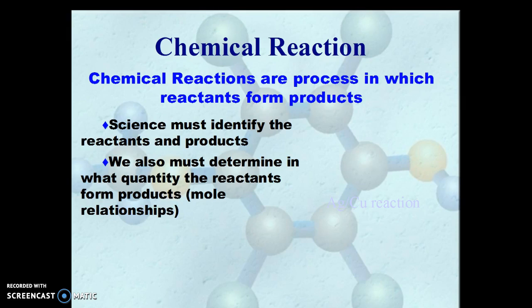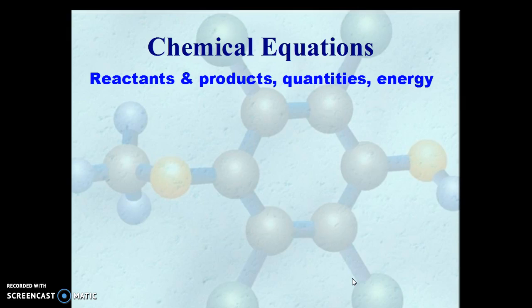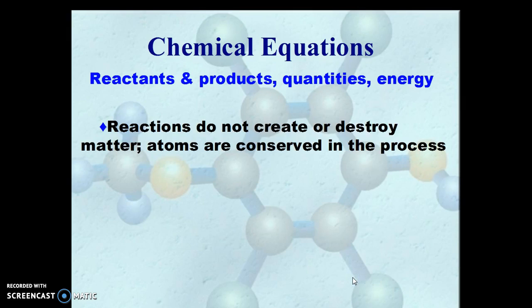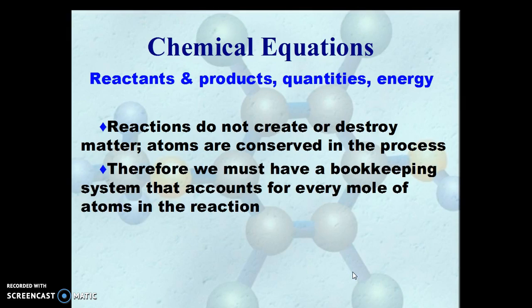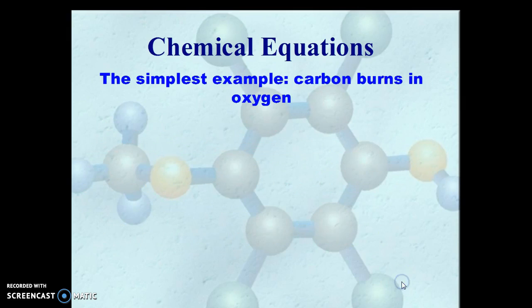We know that that involves the relationship of moles of reactants and products. And we determine the energy considerations of the reaction. Reactions do not create or destroy matter. Atoms are conserved in the process. Therefore, we must have a bookkeeping system that accounts for every mole of atoms, both reactants and products, to make sure that there is the same number on both sides of the equation. The shorthand we use to record all of this is called a chemical equation.